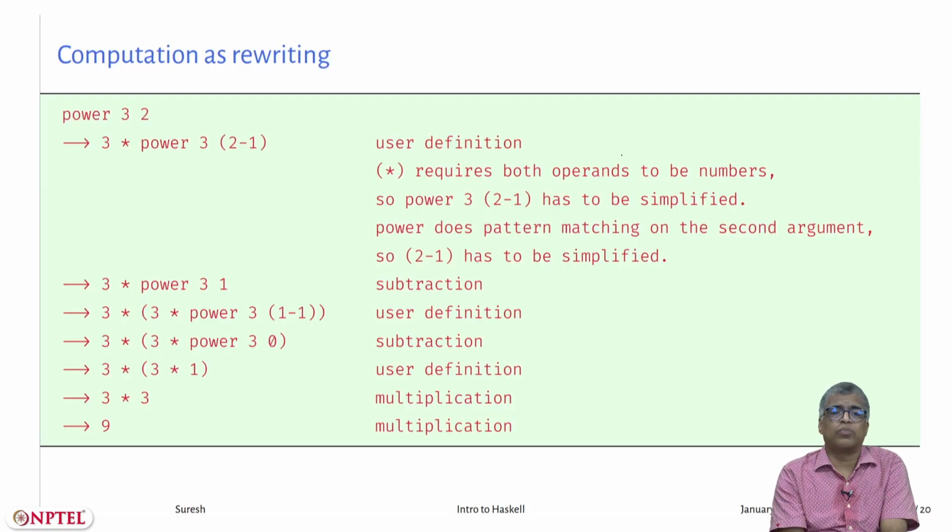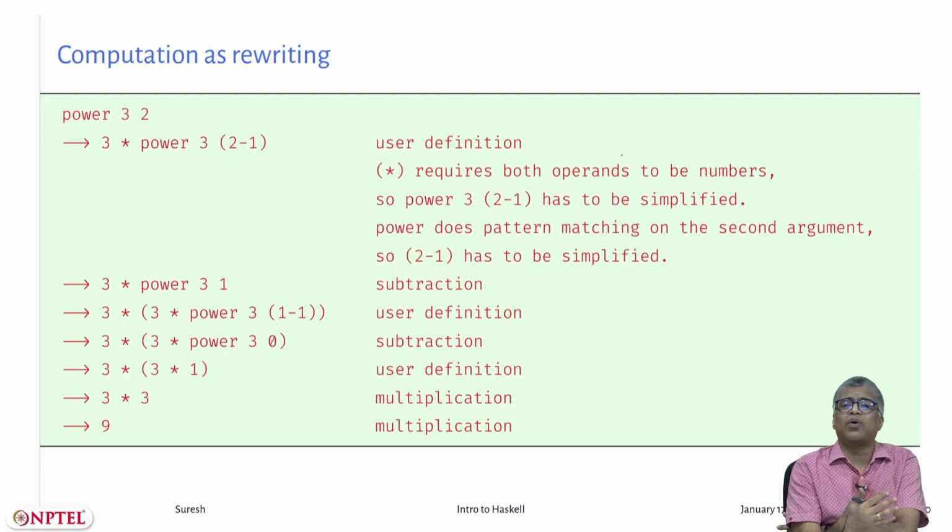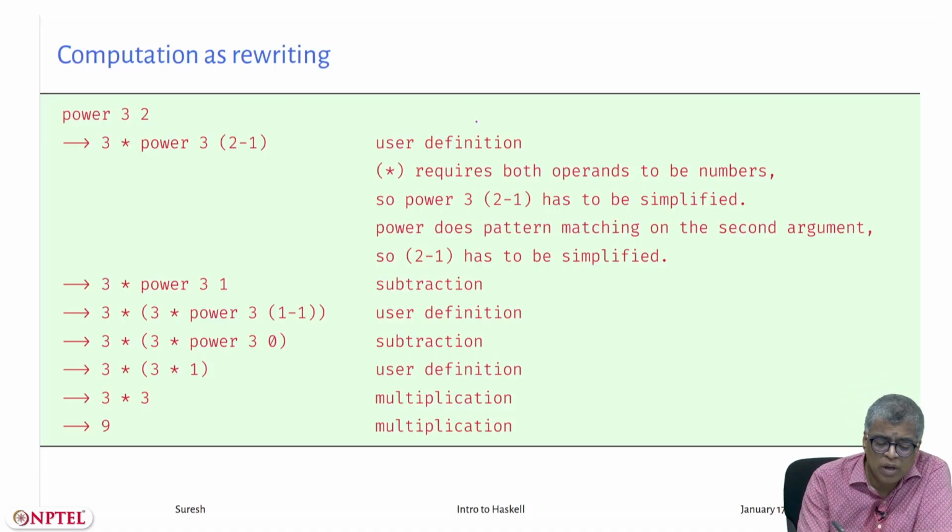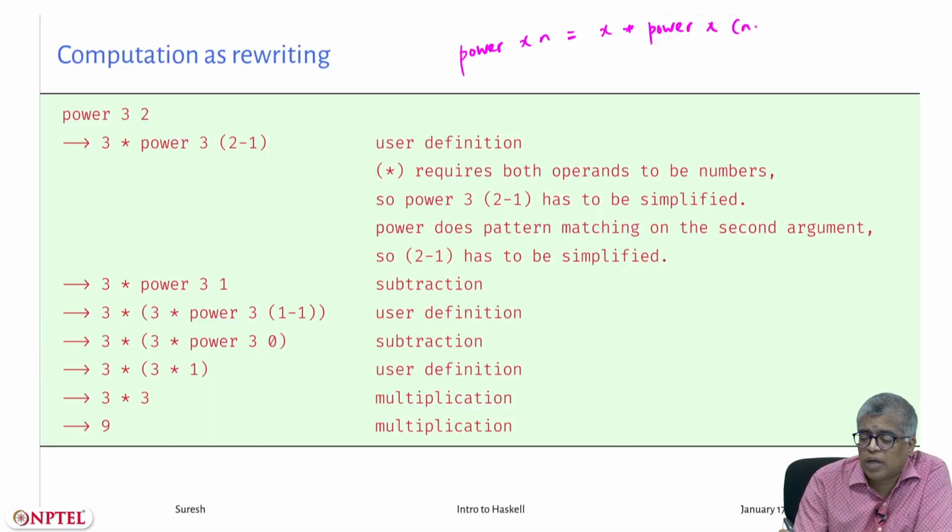Now how does it work? So you say power 3 2 in GHCi. What happens? The Haskell engine now kicks in. What it does is, power 3 2 gets rewritten to 3 star power 3 (2 minus 1). Why? Let's look at why this thing happens. Power x n equals x times power x (n minus 1) is part of a user definition. So this user defined simplification is what happens here.